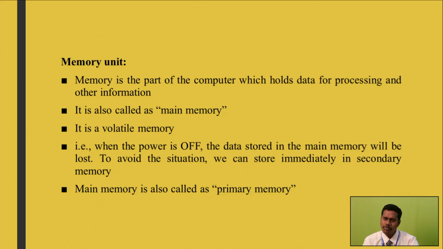Primary memory is also known as volatile memory. Volatile memory means once the system loses the power, the entire data stored in the memory will be lost. So that's the main property of main memory or primary memory.